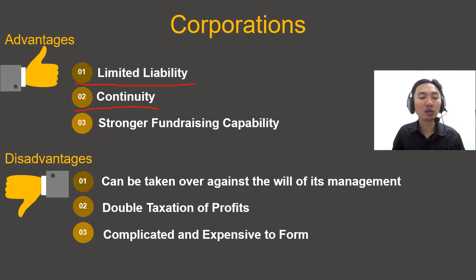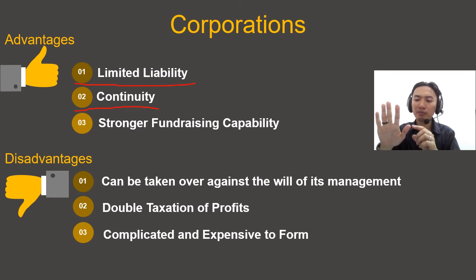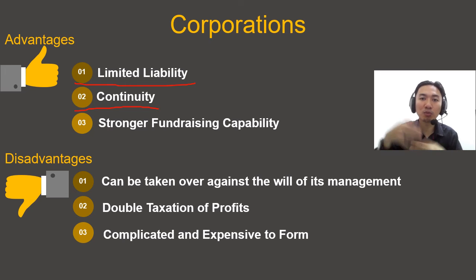The next advantage is continuity. In the company, there are shareholders that come and go, a change of shareholders. The board of directors might change, top management might change, employees might change, some leave, some just join in. It doesn't matter, whoever leaves, whoever joins in, the business doesn't stop. The business still continues. This is what we call continuity.